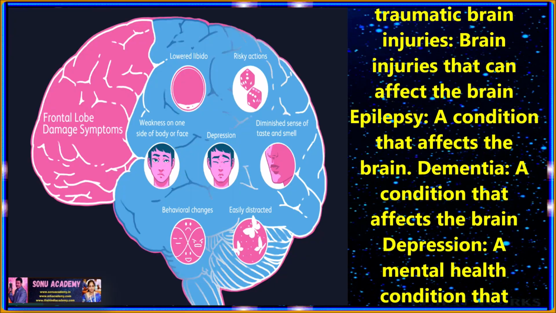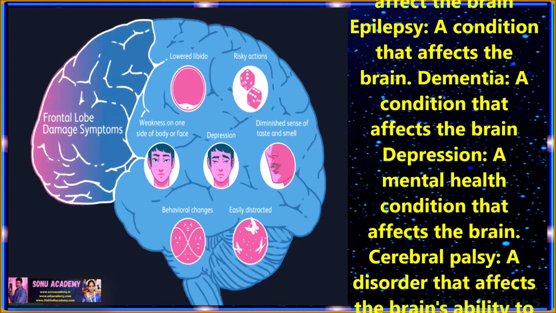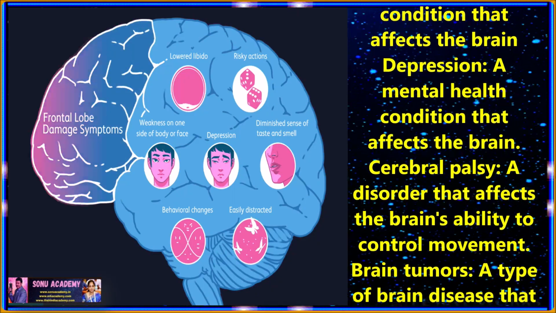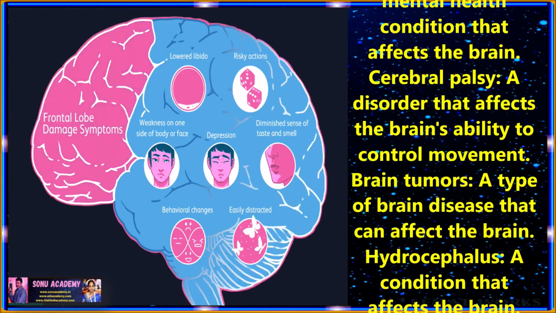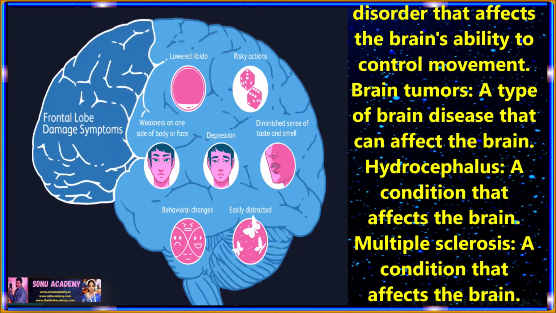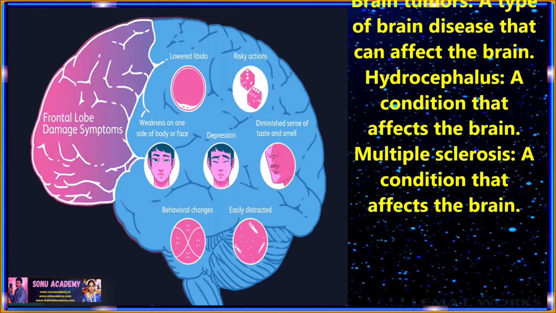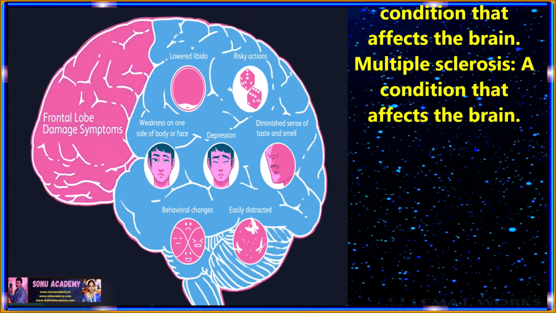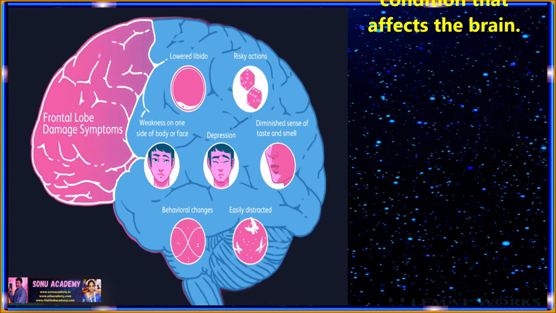Next one is dementia. Dementia is a disorder that affects the brain. And depression, a mental health condition, also affects the brain. Then cerebral palsy, a disorder that affects the brain's ability to control movements. And brain tumors, a type of brain disease. And hydrocephalus, a condition that affects the brain. Then multiple sclerosis, a condition that affects the brain. These are examples of cerebrum disorders.